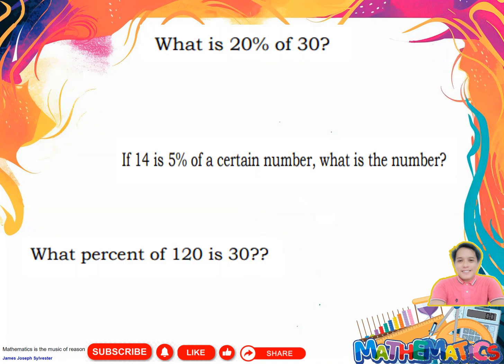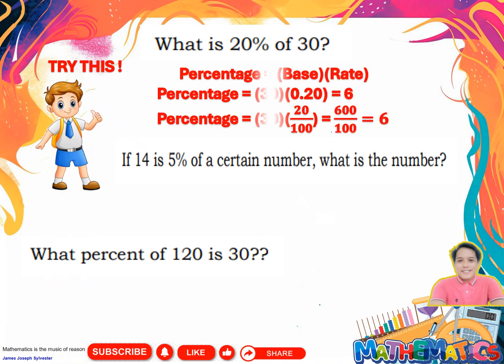Next problem. What is 20% of 30? We are looking for the percentage, from the word "what is". Our base is 30 and our rate is 20%. So our base is 30, then get the decimal form of 20%, which is 0.20. Multiply 30 by 0.20, we get 6.